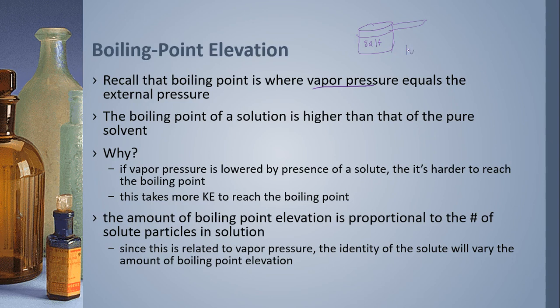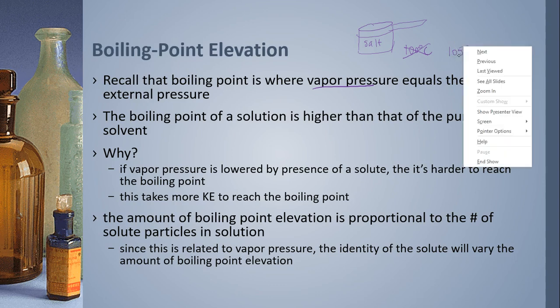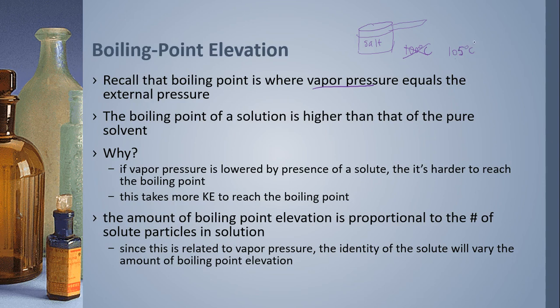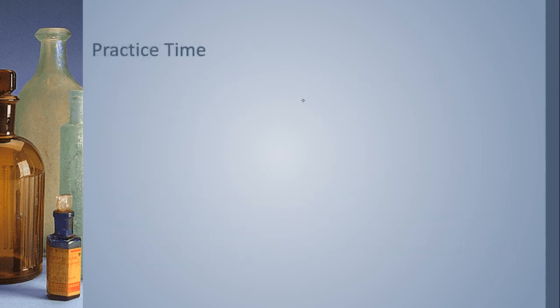So, for example, instead of boiling at 100 degrees Celsius, it might now boil at like 105. So it'll take it longer to reach boiling, but once it gets there, it will boil at a higher temperature. So technically, you should be able to cook the pasta faster. And yet again, this is proportional to the number of particles. So, depending upon whether you have 1 particle, 2 particles, or however many, the more particles, the more you change the boiling point. So now it's practice time.